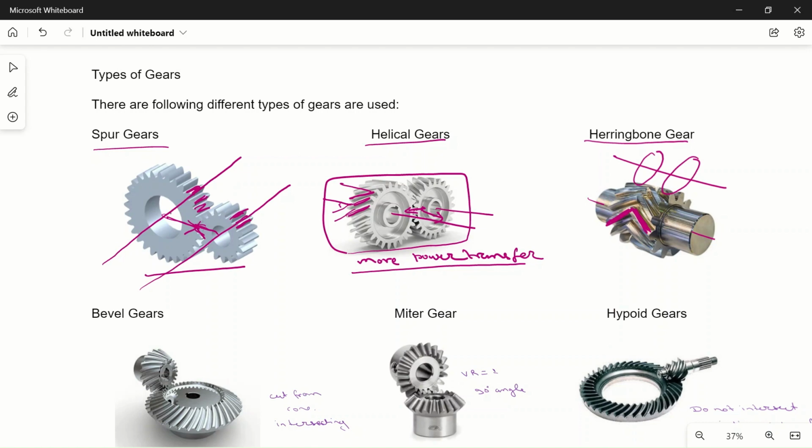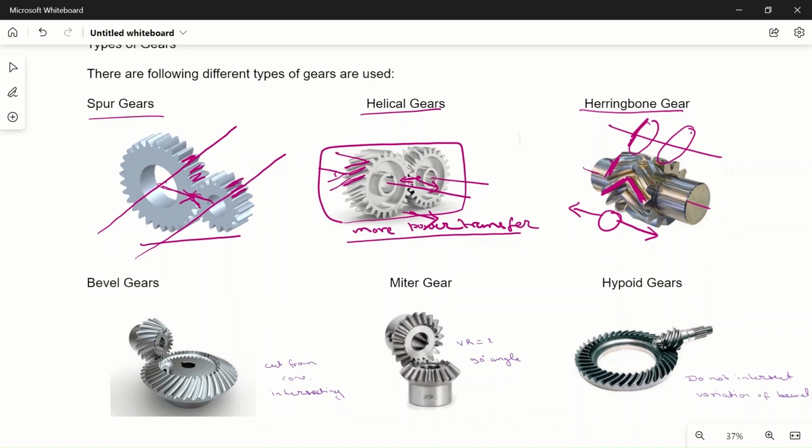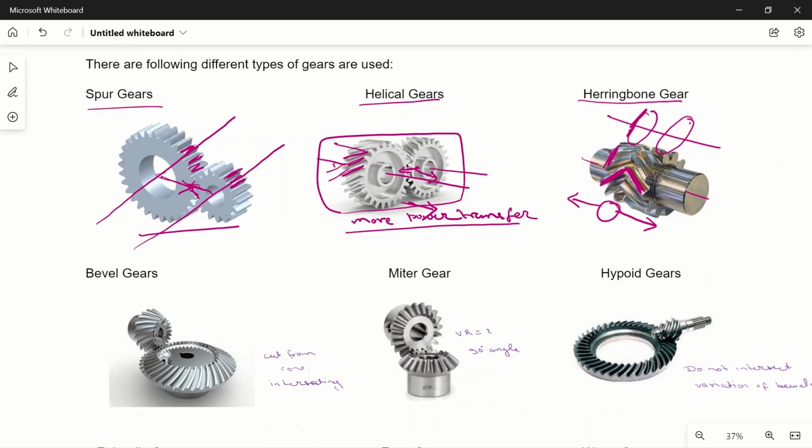this will eliminate the axial thrust, because when these two gears were meeting, they were transferring axial thrust. When this upper gear and lower gear meet, suppose they are transferring axial thrust in this direction, then the other will transfer thrust in the opposite direction, because their teeth are inclined in the opposite direction. So this will eliminate the axial thrust. So there was a problem of axial thrust in the helical gear, but in herringbone gear that problem is eliminated. So this is the main feature of herringbone gear.